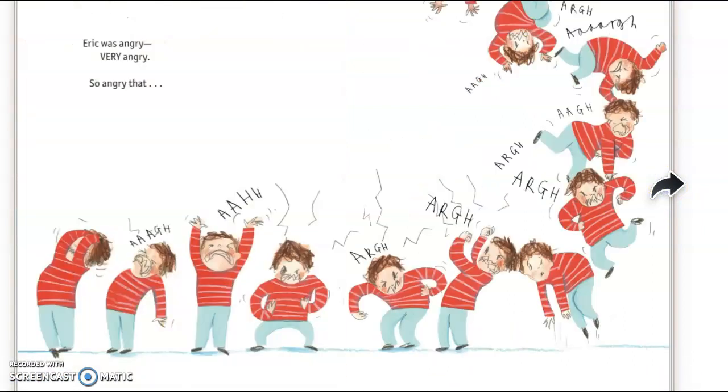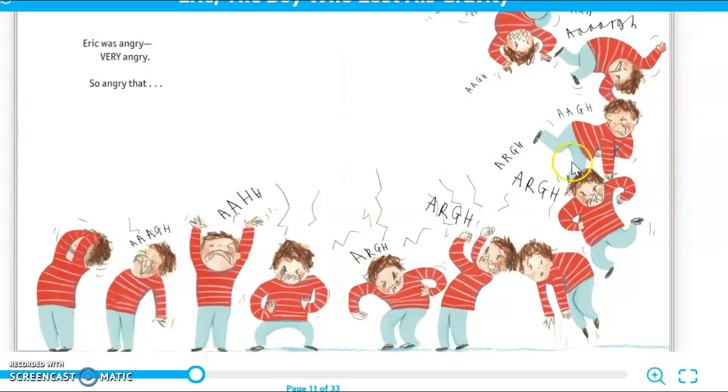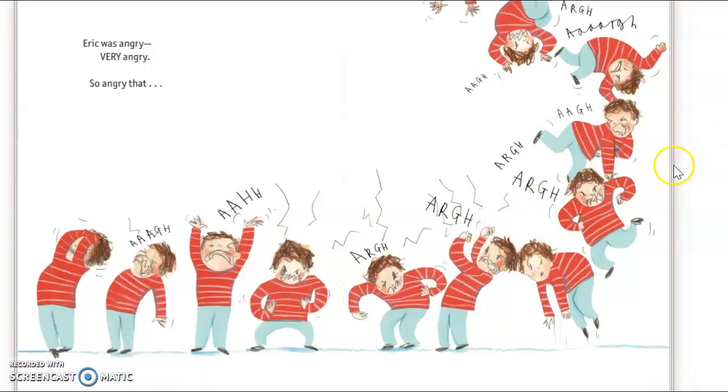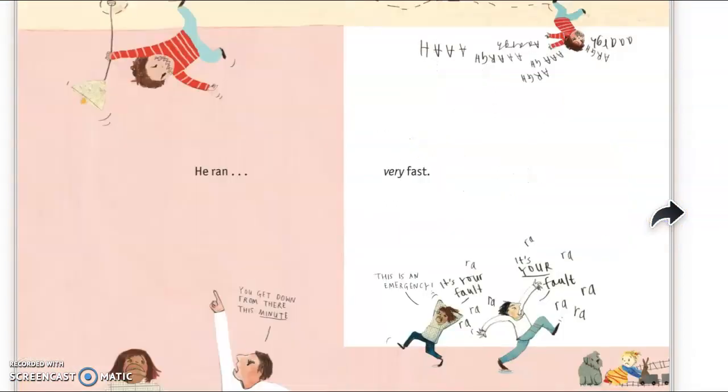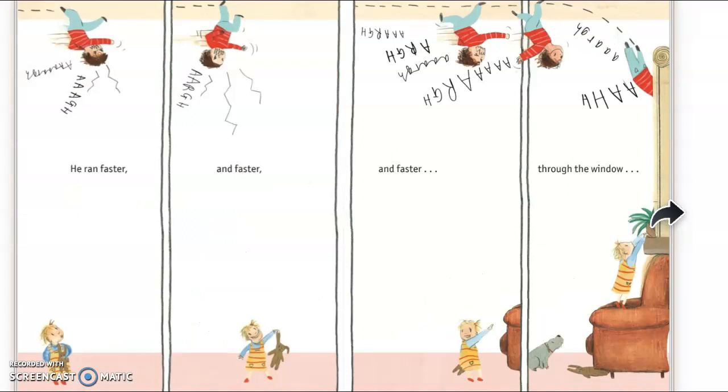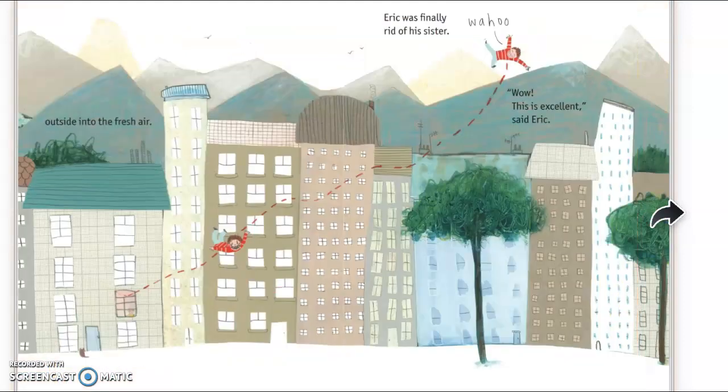His little sister. Eric was angry, very angry, so angry that he lifted right off the floor. He ran very fast. You get down from there this minute. This is an emergency. It's your fault. No, it's your fault. He ran faster and faster and faster through the window, outside into the fresh air.